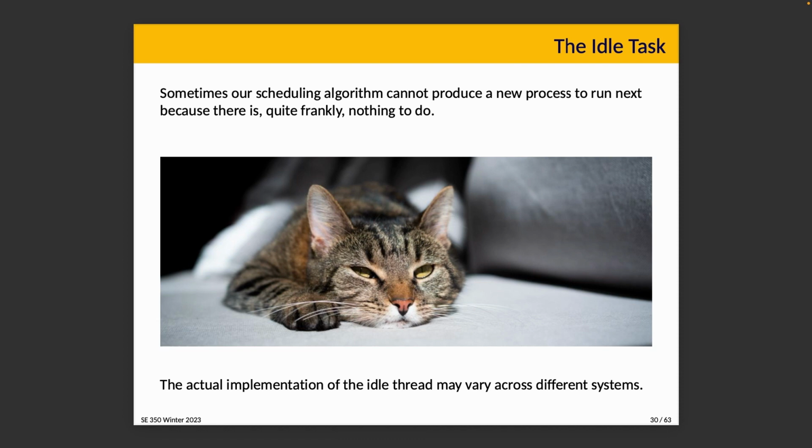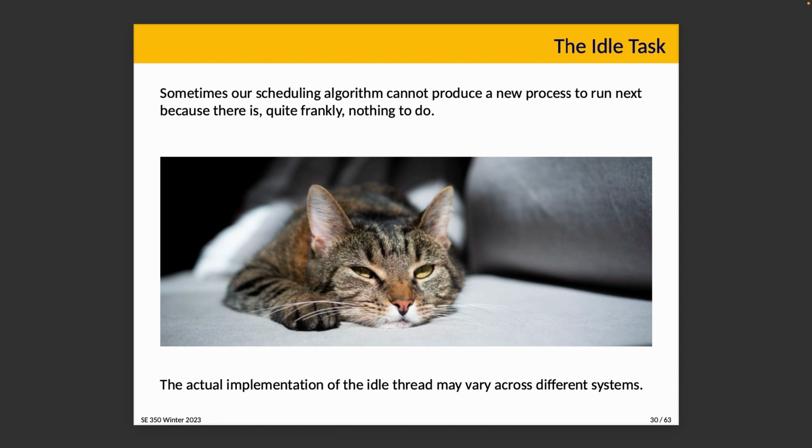We need something. For that, operating systems have an idle thread or idle task, however you want to call it. The purpose of the idle task is more or less to fill up time that's otherwise unused. The actual implementation of the idle thread can vary across different systems. In some cases, you just invoke the scheduler repeatedly, hoping this time we'll come up with a different result. In others, it just does a bunch of useless addition. It might be a whole bunch of no-op instructions.